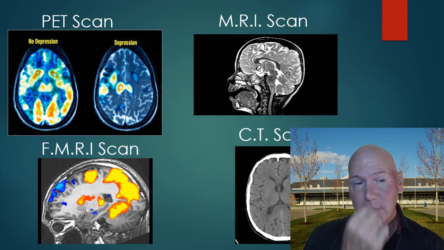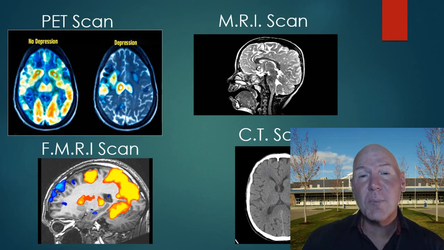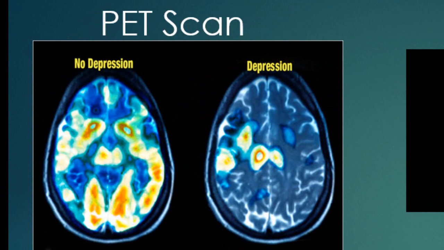Here's an example of what they look like. You can see a non-depressed and a depressed PET scan. In the depressed one, there's a lot less activity happening. There are a lot fewer hot spots.